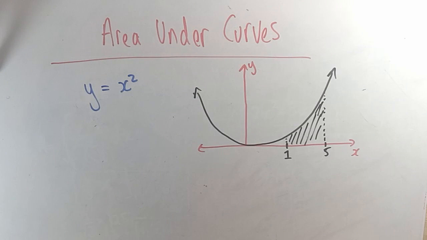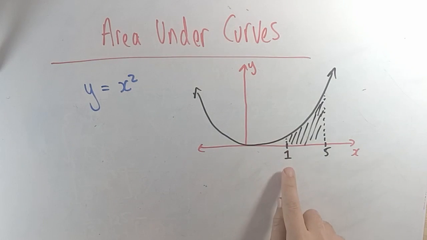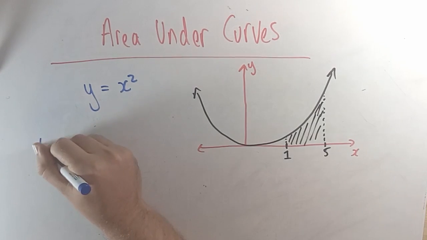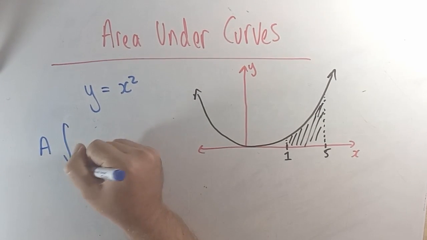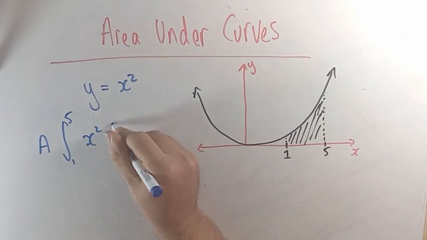All right, today we're going to use integration to find the area under curves. The first one we're going to do is the area under this x squared graph between the x values of 1 and 5. So these are our limits, 1 and 5. We're going to find this area in here. To do that, we're going to integrate between 1 and 5, x squared dx.